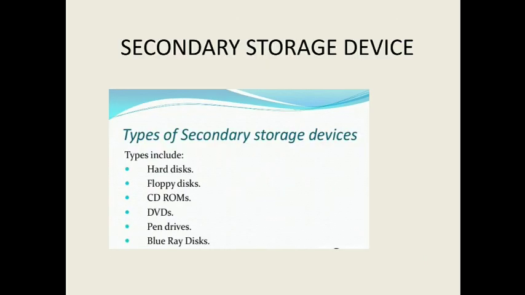Secondary storage device. We need some devices where we can store the data or instruction permanently for future use. These devices are known as secondary storage devices or storage media. Types of secondary storage devices are hard disk, floppy disk, CD-ROM, DVD, pen drive, Blu-ray disc. But in this chapter, children, we will discuss hard disk.